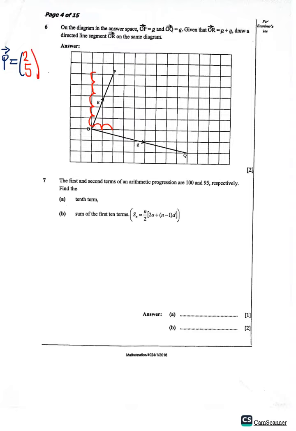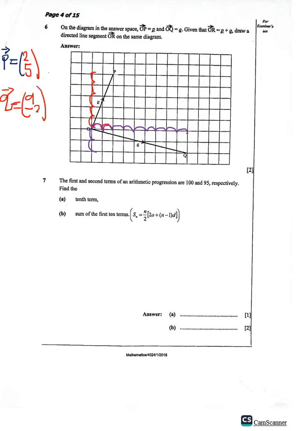So we have found the vector for P. Let's find the vector for Q. So for Q it is 1, 2, 3, 4, 5, 6, 7, 8, 9. So we can see that we have 9 on the x-axis. Then let's look at the y-axis, 1, 2. So here we are going to get negative 2.